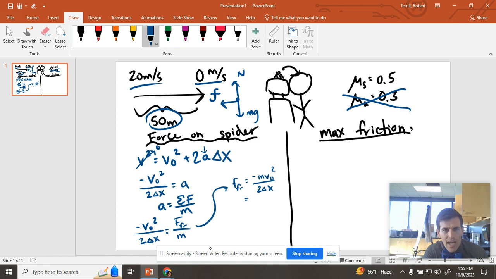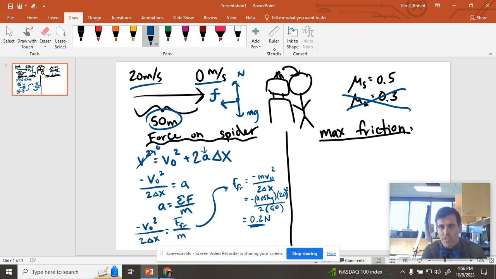So we can plug in the numbers that we have from this problem. I know that I have negative the mass of the spider. Oh, I haven't written that out on the screen yet. It's 0.05 kilograms times the speed that they're traveling, 20 squared, all over 2 times 50. And when we work all of that out, it works out to be 0.2 newtons. Okay, so that's how much force we need friction to be. Otherwise, the spider starts sliding.